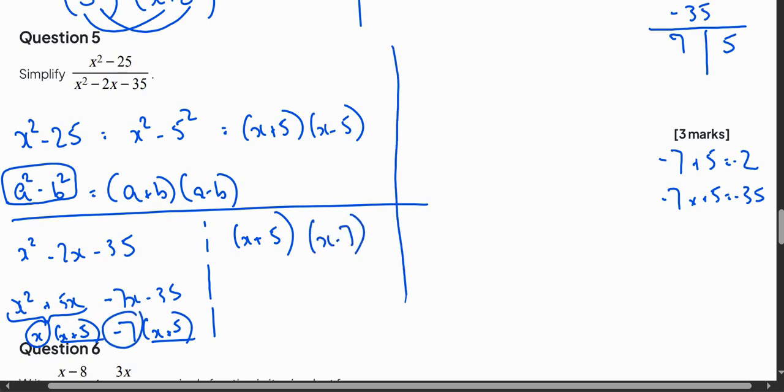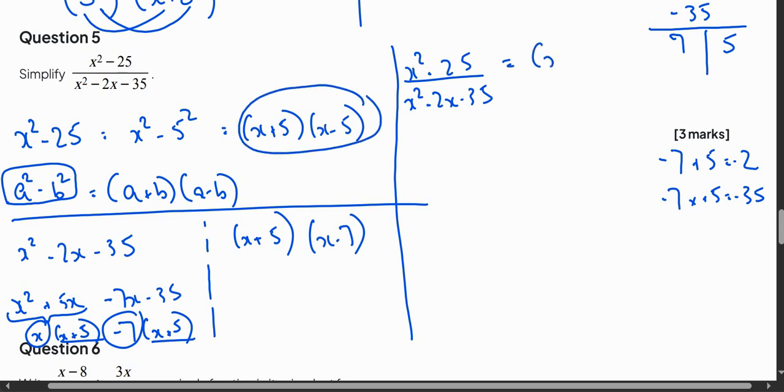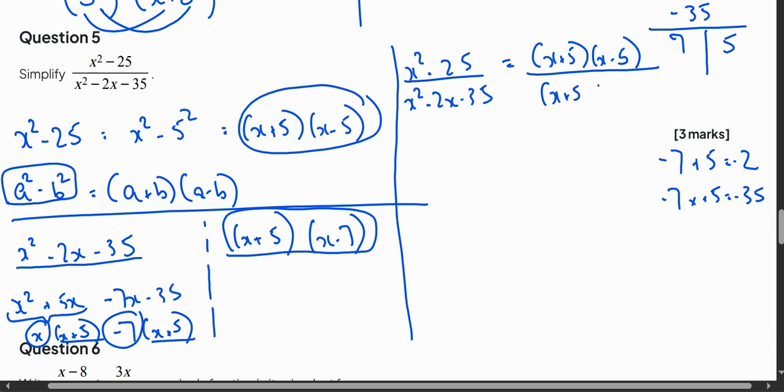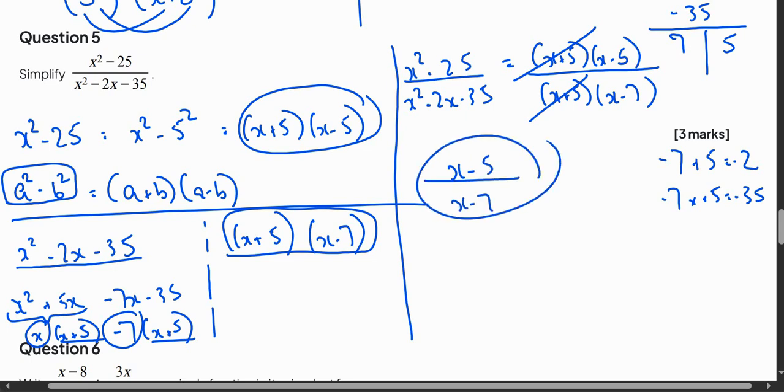Now remember guys, what was the equation? X square minus 25 upon x square minus 2x minus 35. So x square minus 25 is equal to what? This, we solved it. X plus 5 and x minus 5. And x square minus 2x minus 35 was equal to what? This. So we write upon x plus 5 and x minus 7. So x plus 5 cancel. The answer is x minus 5 upon x minus 7.